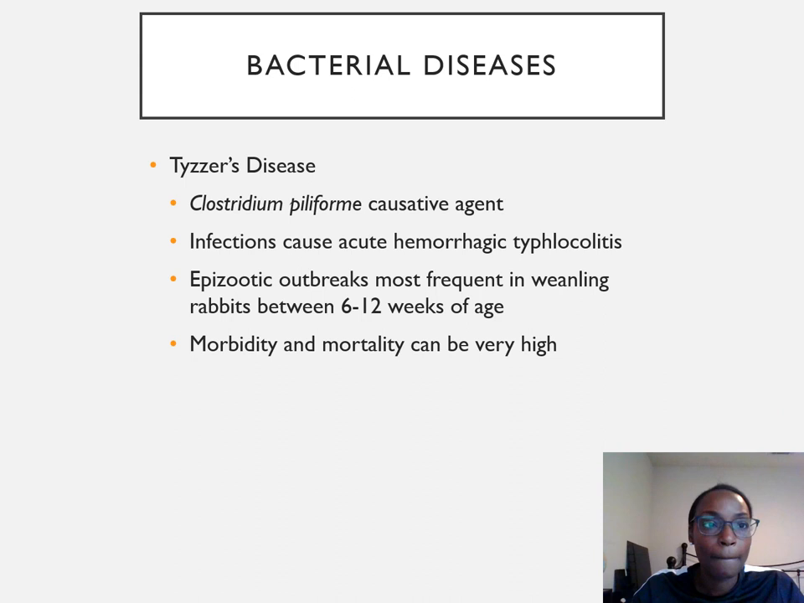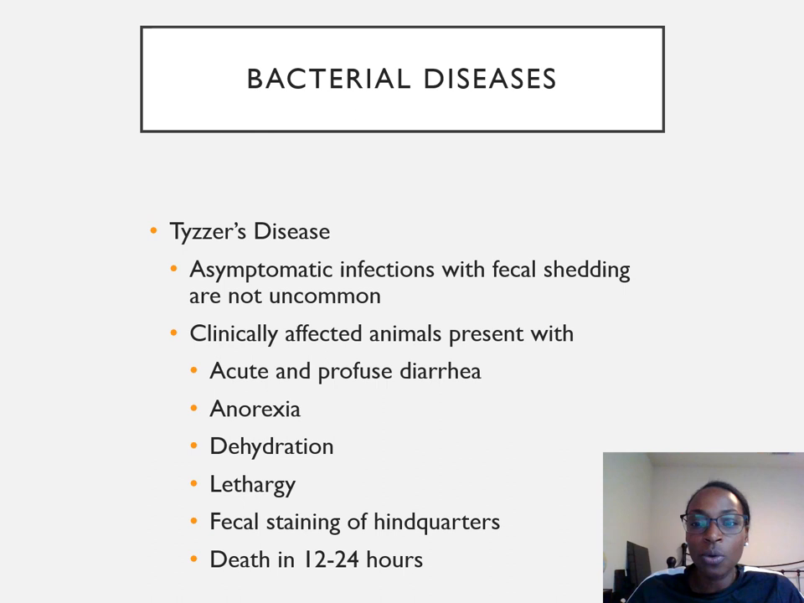All right, so it is uncommon for an animal to have Tyzzer's disease and to be asymptomatic. So if they have it, they will be showing clinical signs. They're also not shedding the bacteria in their feces. So clinical signs are going to include acute or profuse diarrhea. Again, they're going to be anorexic, dehydrated, lethargic. There'll be lots of fecal staining in the hindquarters due to the diarrhea, and then they can die between 12 to 24 hours once you see these clinical signs.